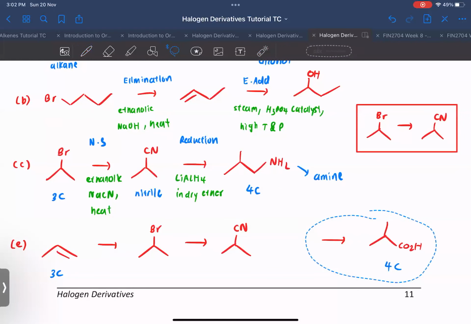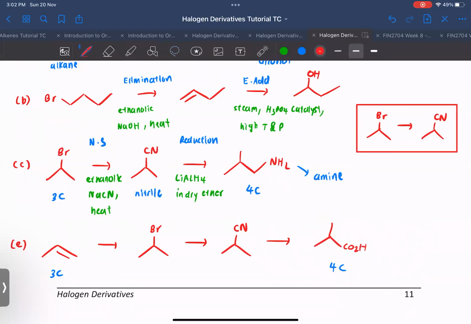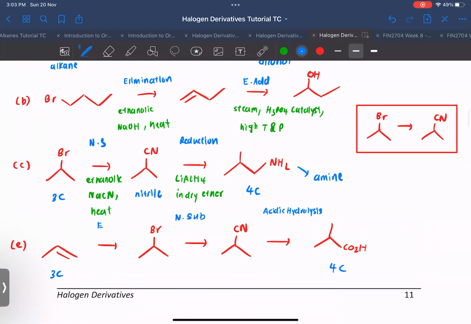From there, can we turn CN into CO2H? What's this reaction called? Acidic hydrolysis. Try to note all the reaction names on top. So acidic hydrolysis, this one here is nucleophilic substitution, and this one here is just your electrophilic addition. Then with that said, you can just write down all your reagents and conditions.